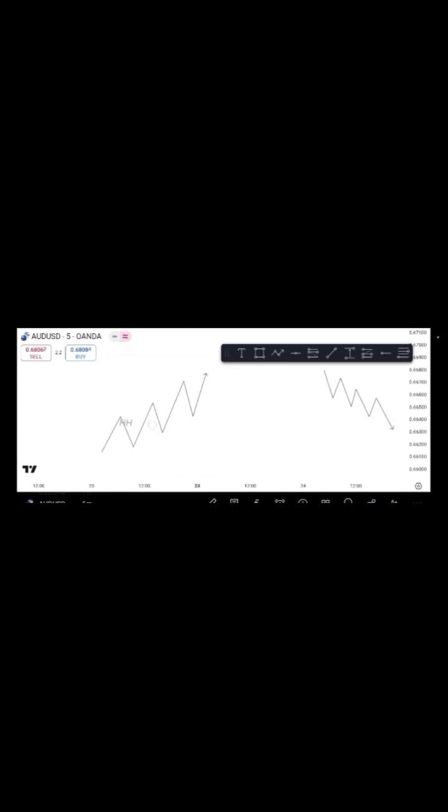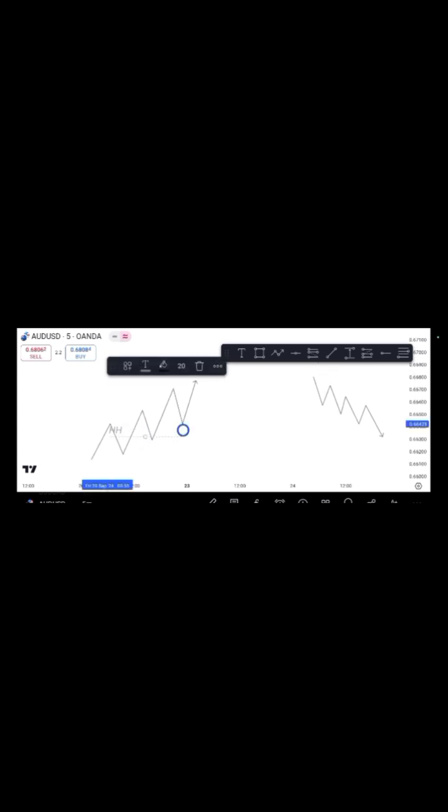This particular angle is called a higher high, which we always identify as HH. You understand? It's always identified as HH. And this point below here, it's always identified as a higher low.